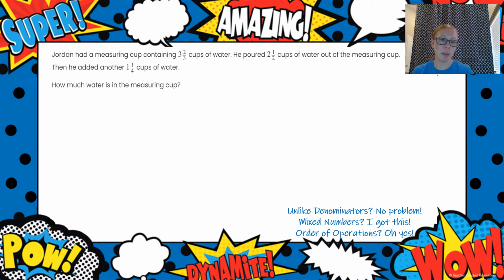Jordan had a measuring cup containing 3 2/3 cups of water. He poured 2½ cups of water out of the measuring cup. Then he added another 1 1/4 cups of water. How much water is in the measuring cup?